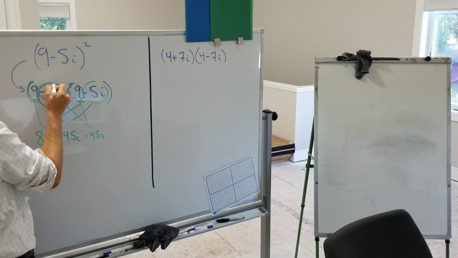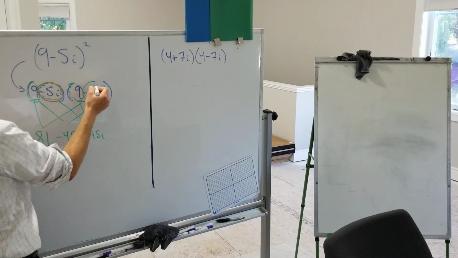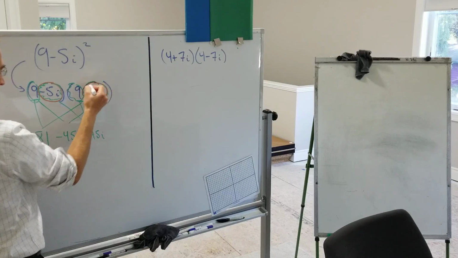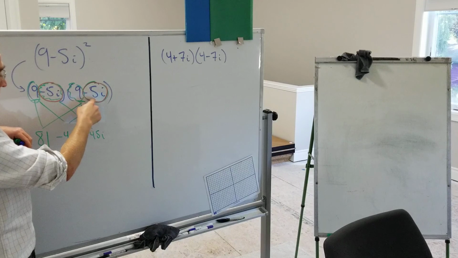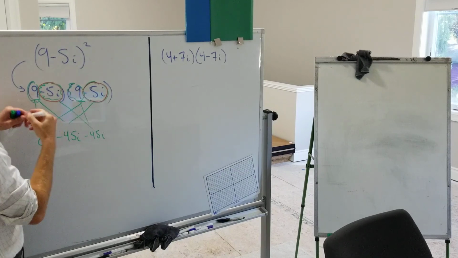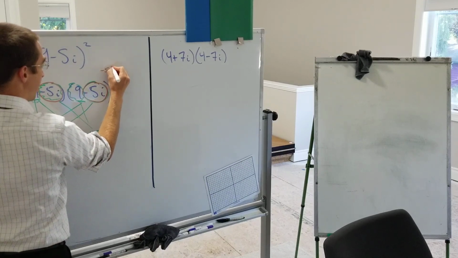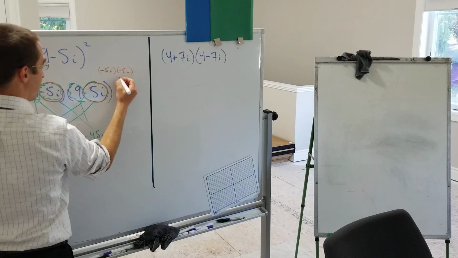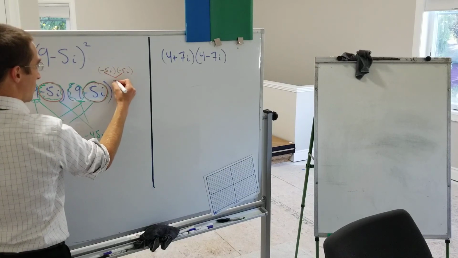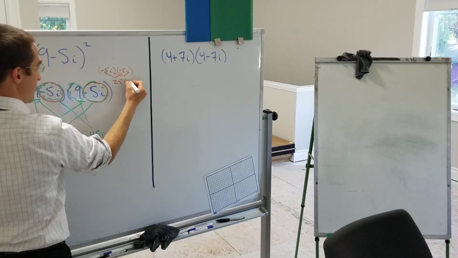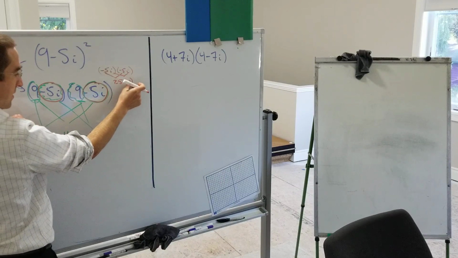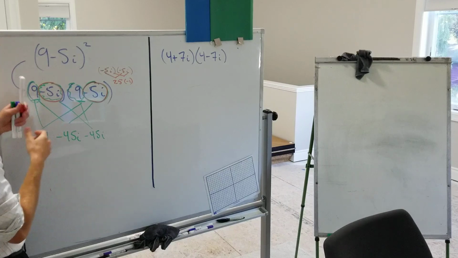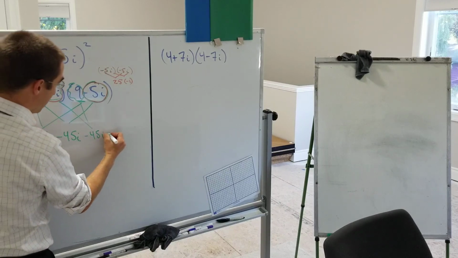And then I have, this is a different color here. It's getting a little messy, I apologize. The minus 5i times minus 5i. So negative 5 times negative 5 is 25, and then times i squared. So I've got negative 5i times negative 5i. It's going to be 25 times negative 1, because negative 5 times negative 5 is 25, and i times i is negative 1. So this gives me a minus 25.